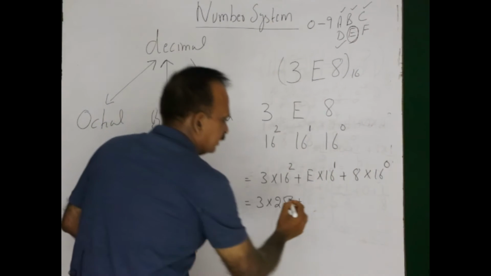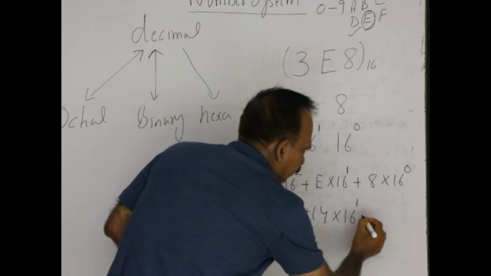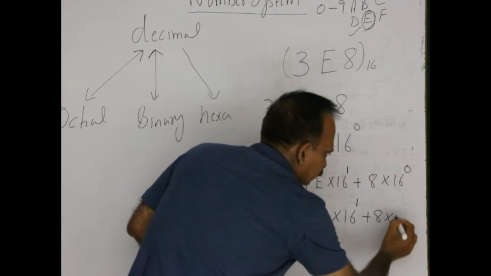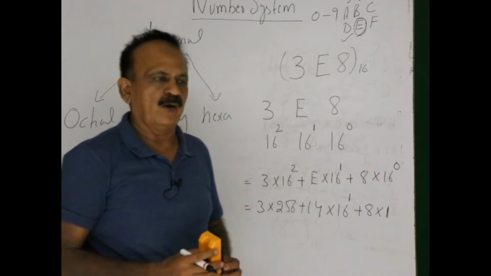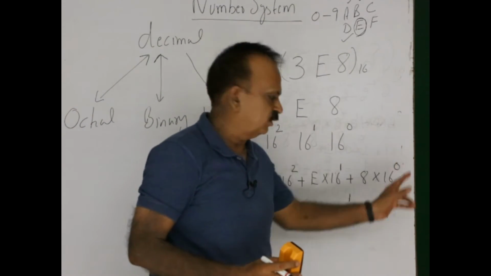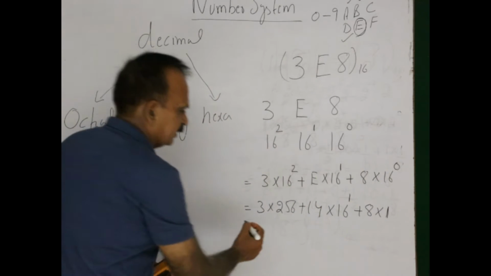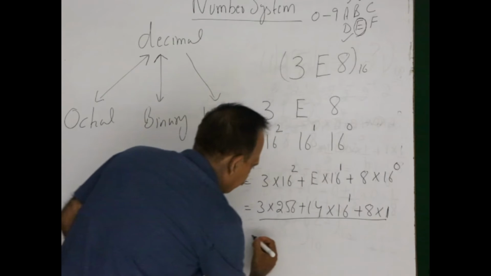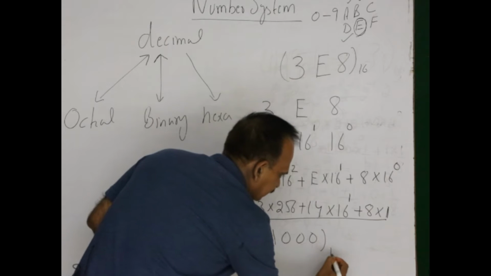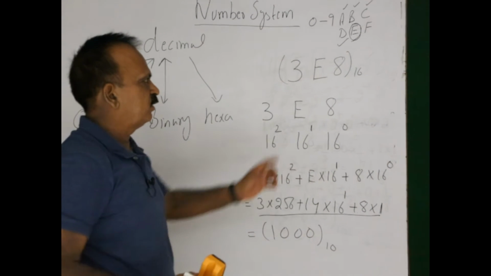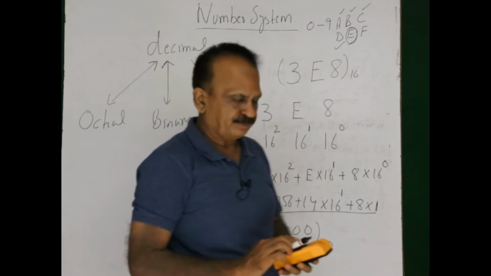So I will be replacing this E with 14 into 16 to the power 1, and 8 into 16 to the power 0. Anything raised to the power 0 is always 1. So 16 raised to the power 0 is going to be 1. Now I leave this to you, just calculate it, and this number comes out to be 1000. This is the decimal number which is equivalent to the hexadecimal number 3E8.